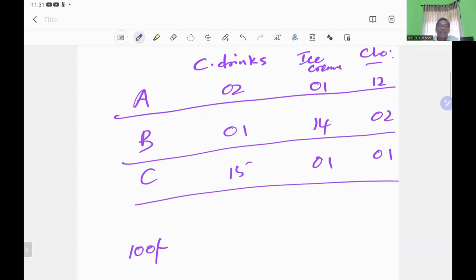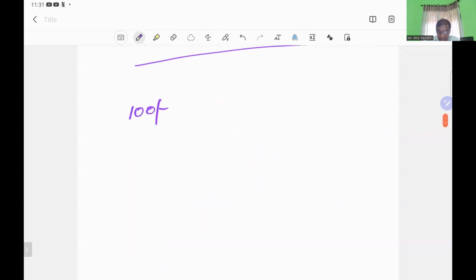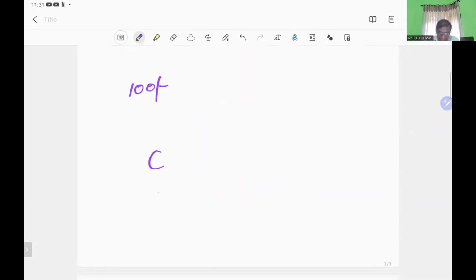Many of the people selected C. I don't know, they prefer cold drinks. Then the second selected A, they prefer 12. I can't count each and every one, so assume that you are selecting C. Then you prefer C to A and B, A and B, right?